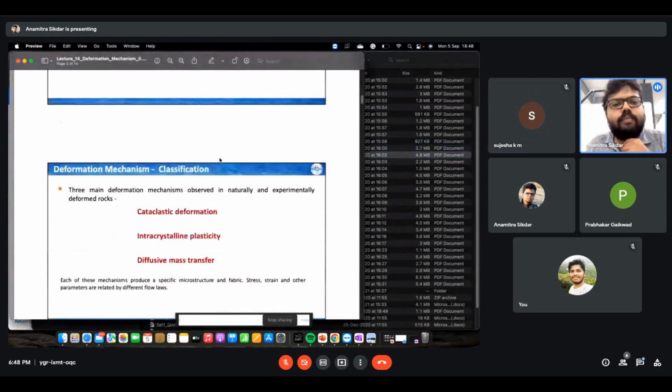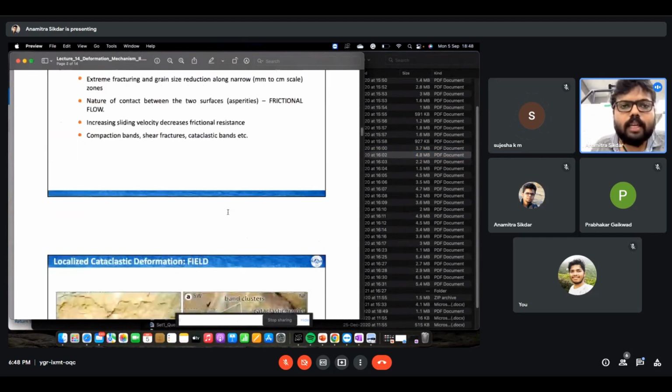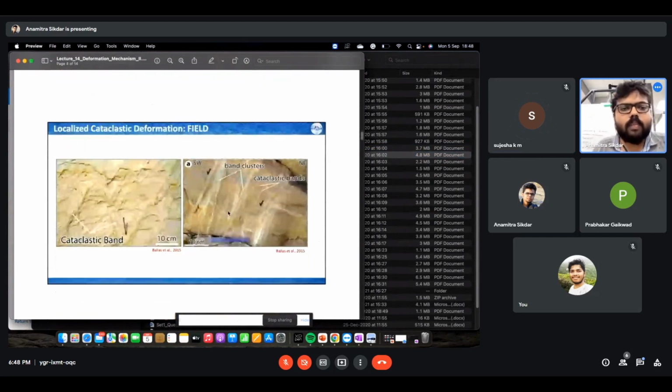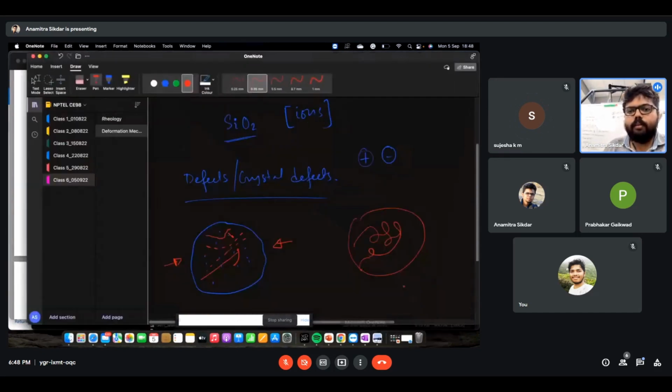So there are different kinds of deformation: cataclastic deformation, intracrystalline plasticity, and diffusive mass transfer. Most of the time in the previous slide I was talking about intracrystalline plasticity. So what is cataclastic deformation? Cataclastic deformation is basically grain crushing, when the rock is still in a brittle phase. So what does it mean by brittle phase? That the rock will show a behavior.